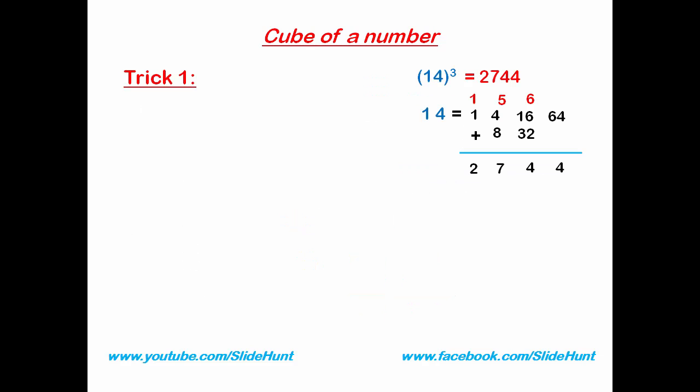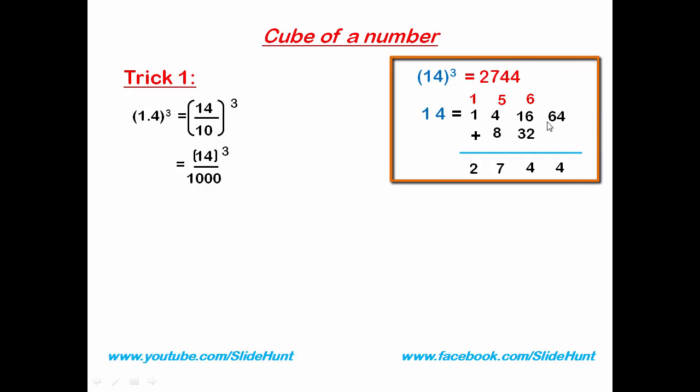Okay, now I'm gonna tell you some tricks. Trick 1. How to find the cube of a number with a decimal point. For example, you have to find the cube of 1.4. We can write 1.4 as 14 by 10. Cube of 10 is 1000. So we can write it as 14 cube by 1000. We can easily find the cube of 14 using this method.